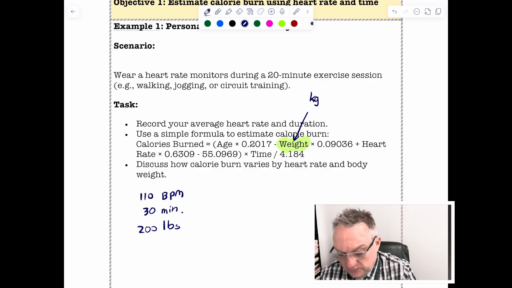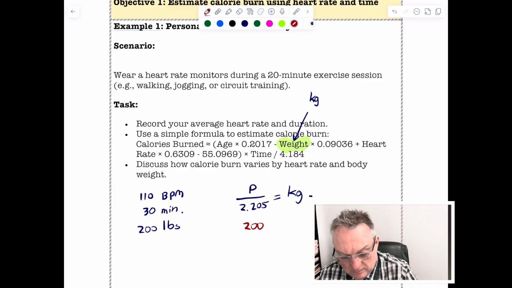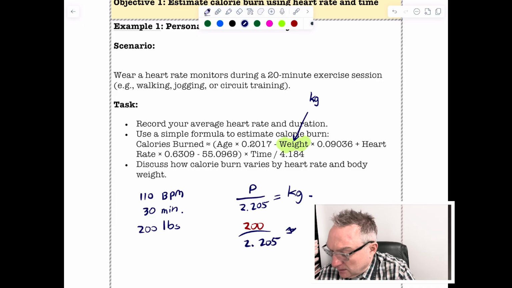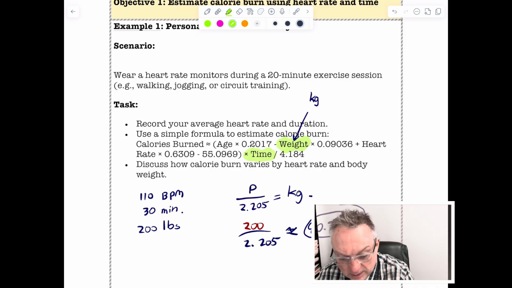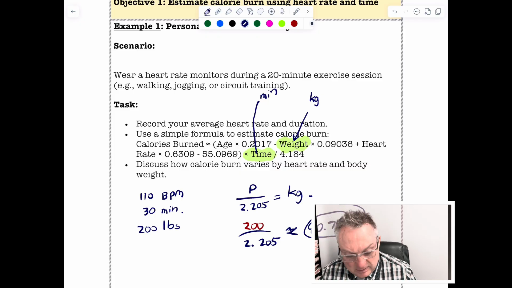And so I need to use the formula. I take my pounds, whatever my pounds are, and divide by 2.205. And that gives me the kilograms. So in this instance, I use 200, and that comes out to roughly 90.7 kilograms. And the time in this particular formula, the way it's set up, is in minutes. So we're going to put 30 minutes straight into that formula.